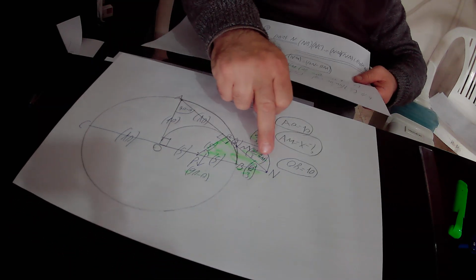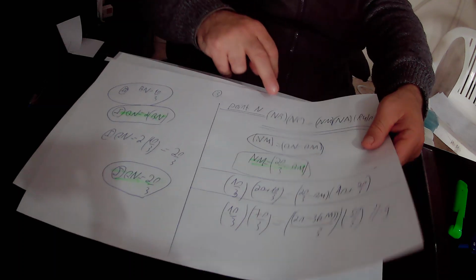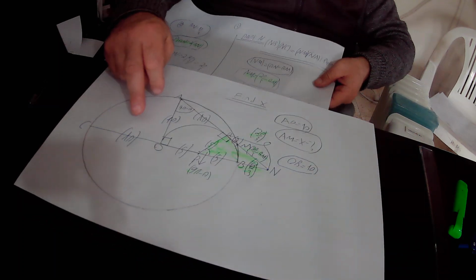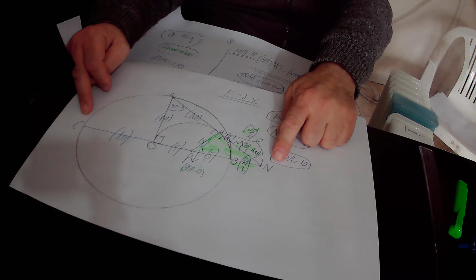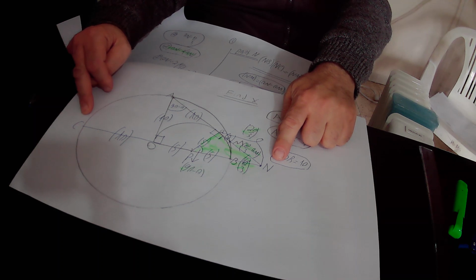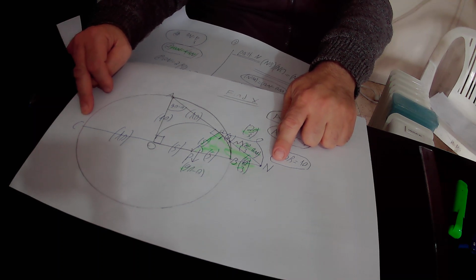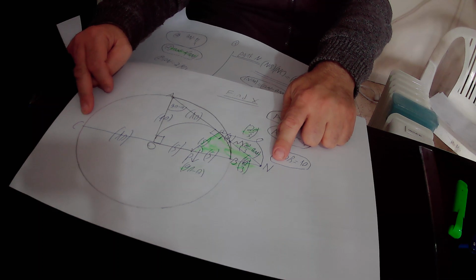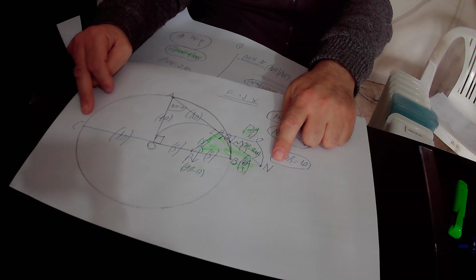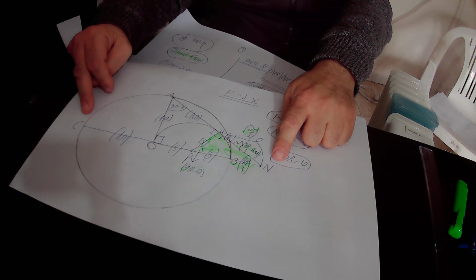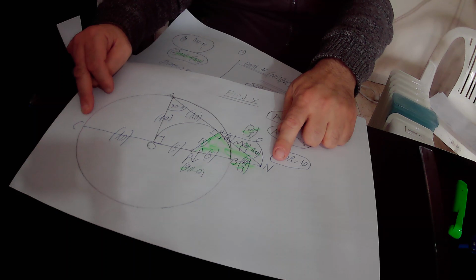NB is 10 over 3 times NC. What is the length of NC, or CN, which is the same? CN in total equals CO plus OP plus PB plus BN. That is to say, CN equals CO, that is 10, plus OP, that is 5, plus PB, that is 5. 10 plus 5 is 20, plus BN, that is 10 over 3. So in total, CN equals 20 plus 10 over 3.